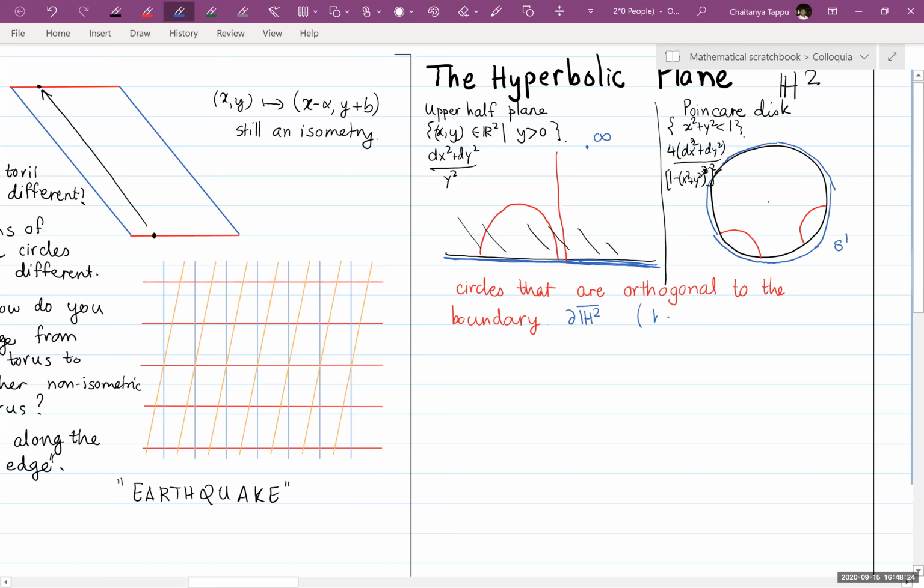So the boundary is homeomorphic to S1. The boundary is not part of the hyperbolic plane, but it's just something that compactifies the space. Okay, and I should have said, these are perpendicular in what you see. That is, they're not really perpendicular inside the space because the boundary is not part of the space. All right.